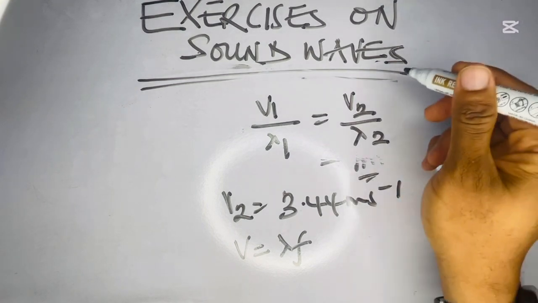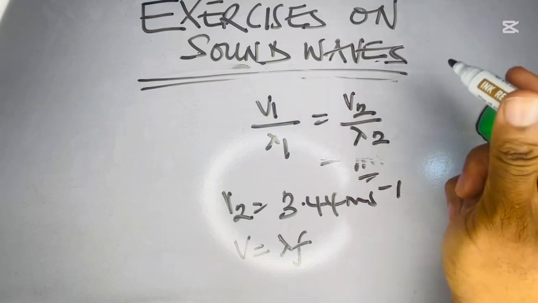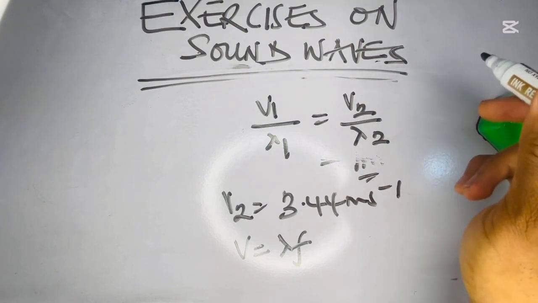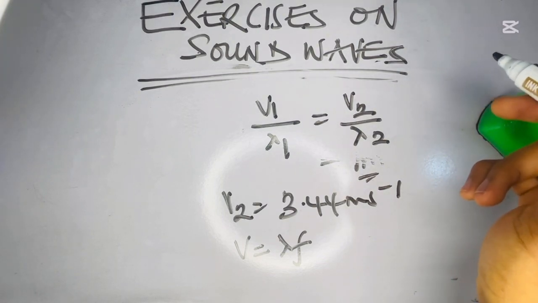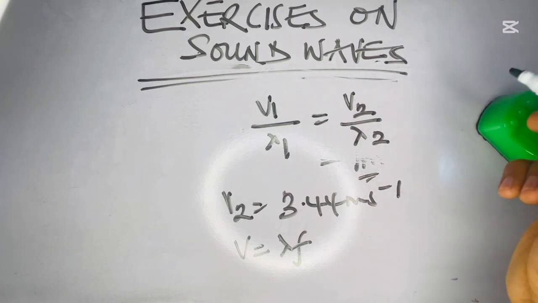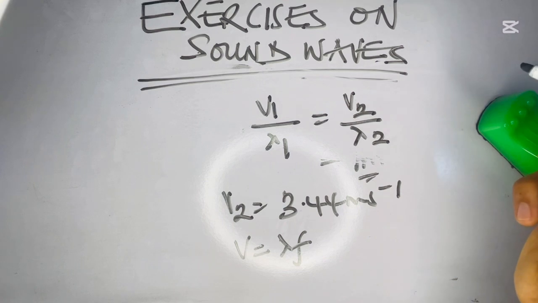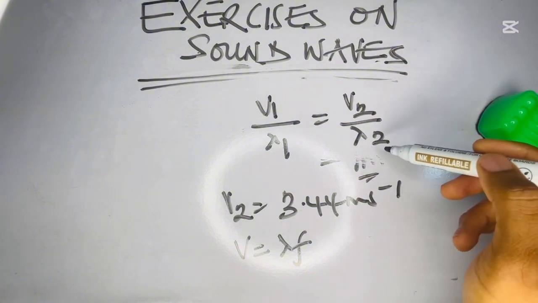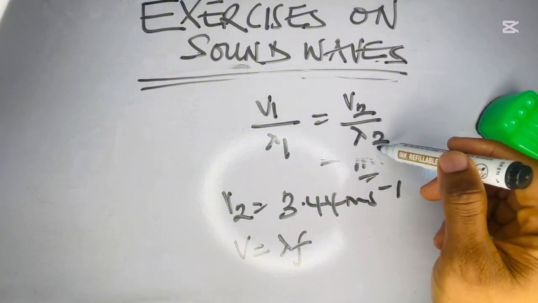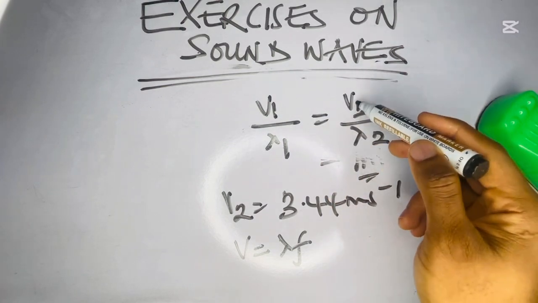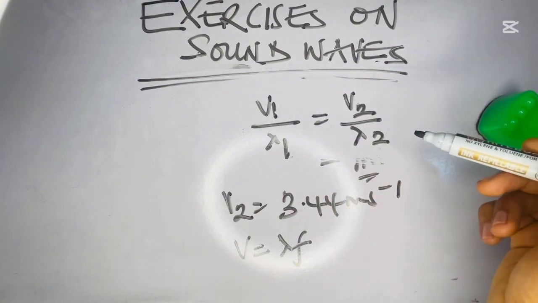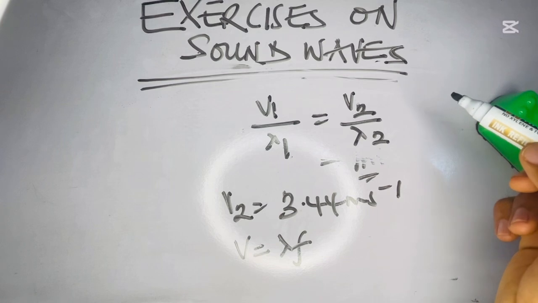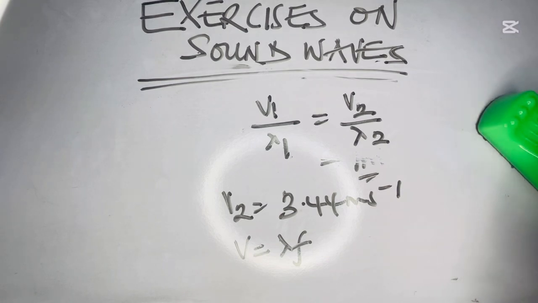We have gotten the speed at first, the V1 that we solved, which is 500 meters per second. So now it's for us to calculate the wavelength in air, which will be represented by lambda 2. We have V1, we have V2, and we have the first wavelength, which is the one we calculated by dividing V1 by F.